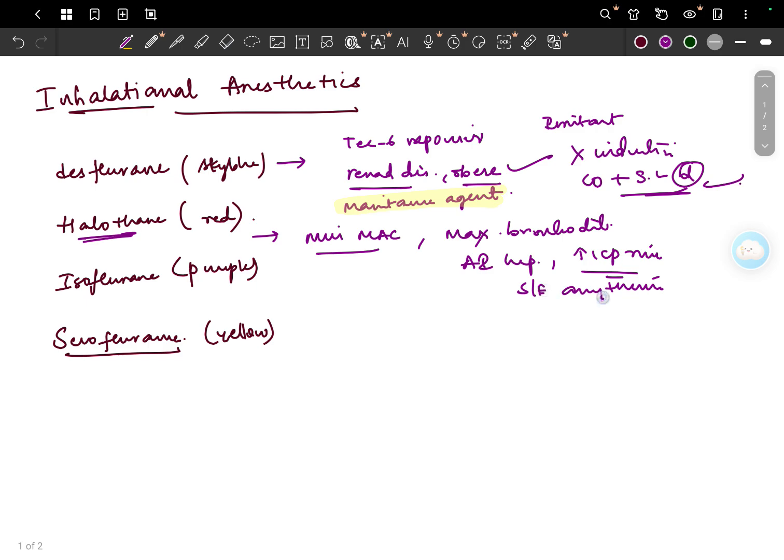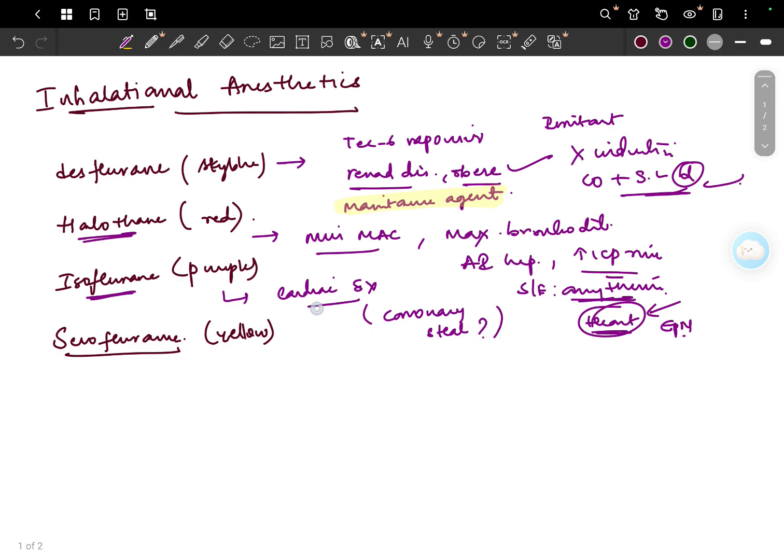So this is a side effect. It has to be avoided in heart conditions as it sensitizes the heart to epinephrine. Now coming to isoflurane, a simple point: it is used for cardiac surgery. However, there is one controversial point, whether it causes coronary steal. This is doubtful, but therefore it is the drug of choice for cardiac surgeries.